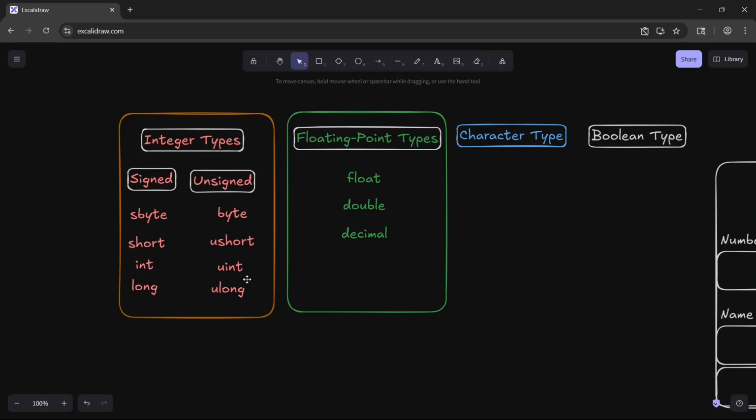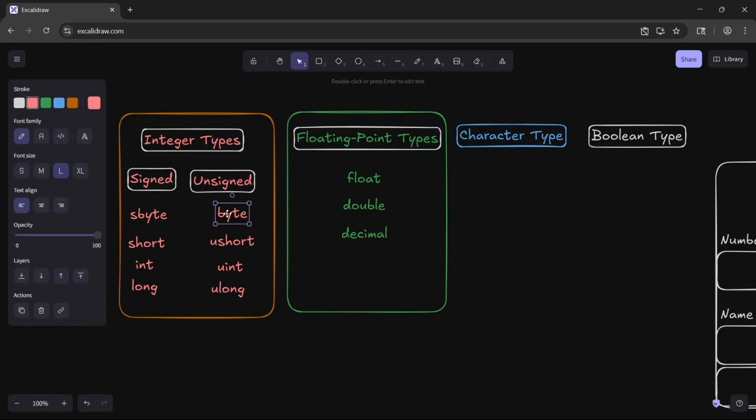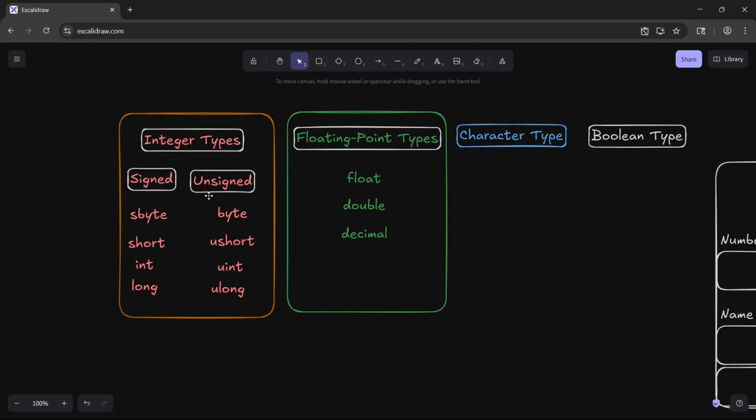Now, long and ulong both have the same allocation, the same memory size. The difference between the signed and the unsigned is that the unsigned always start from 0 to a positive number. You cannot have a negative number. And with signed, you can have negative to positive numbers. So let's just go ahead and jump in.